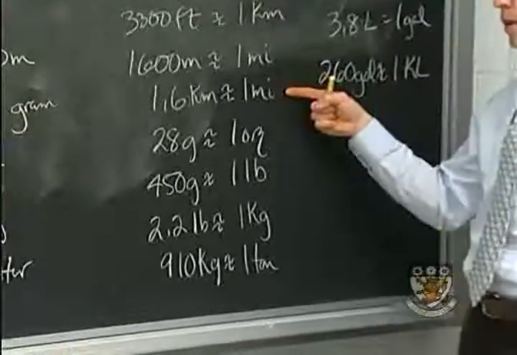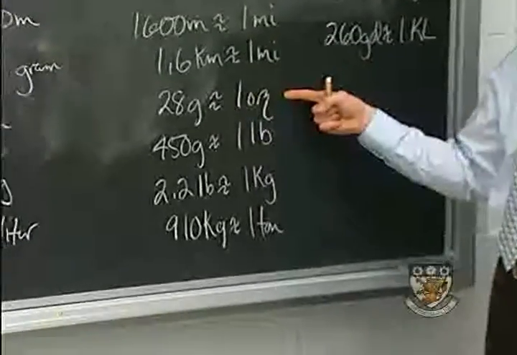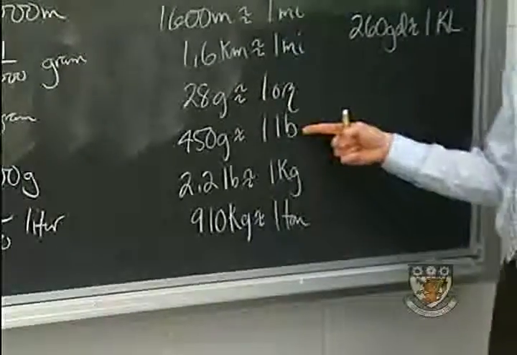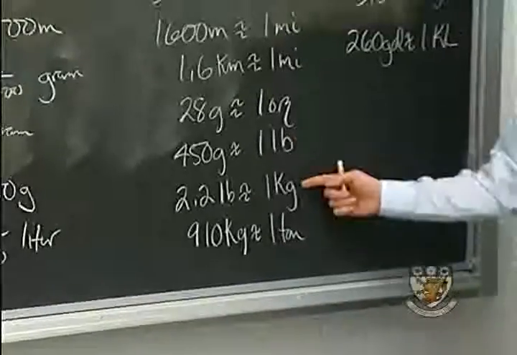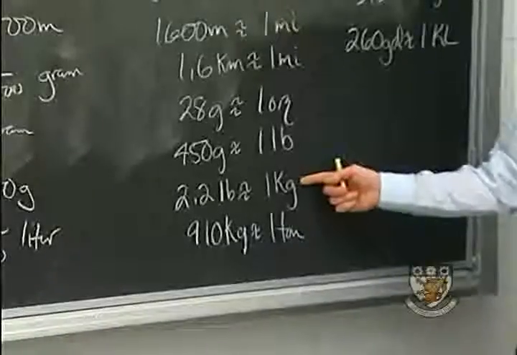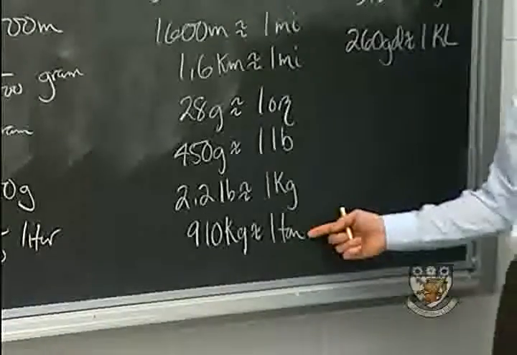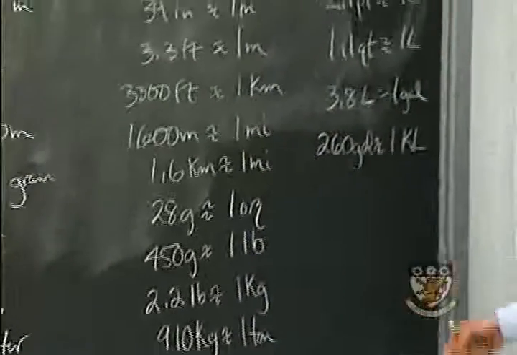Now get into measurement, into weight. 28 grams is the equivalent of 1 ounce. 450 grams is the equivalent of 1 pound. 2.2 pounds is the equivalent of 1 kilogram. 910 kilograms is the equivalent of 1 ton.